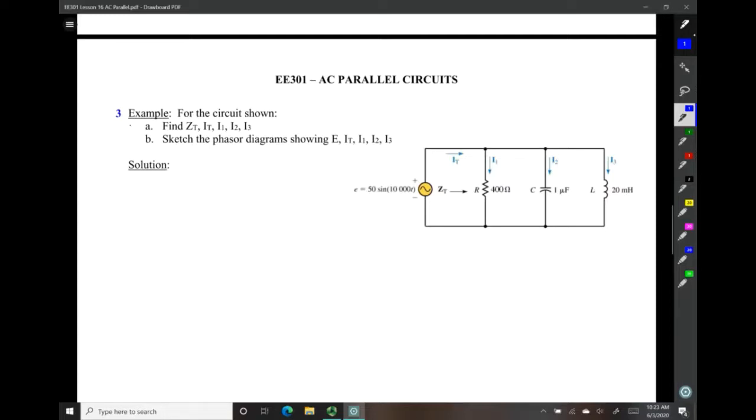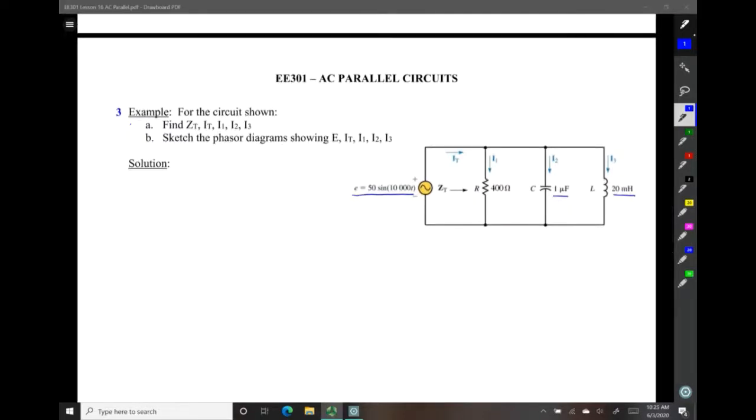So right off the bat, we'll take a look and inspect our circuit, and some things that stand out. They give us a time domain representation of our voltage source, and they only give us the capacitances and inductances for those elements and not the impedances. So we'll need to do a conversion there to make sure that we get the right values for our calculations.